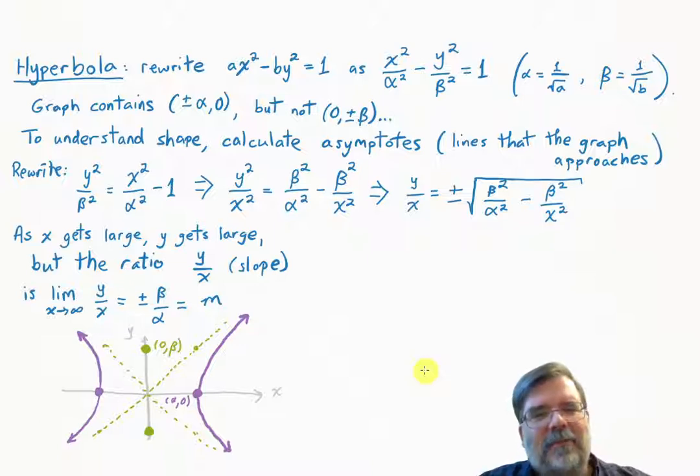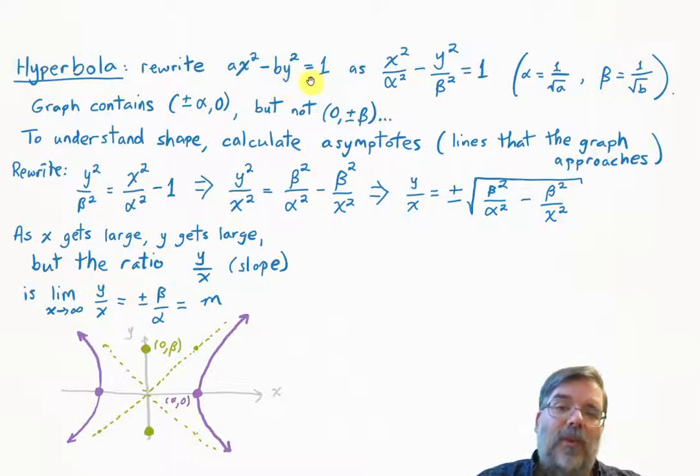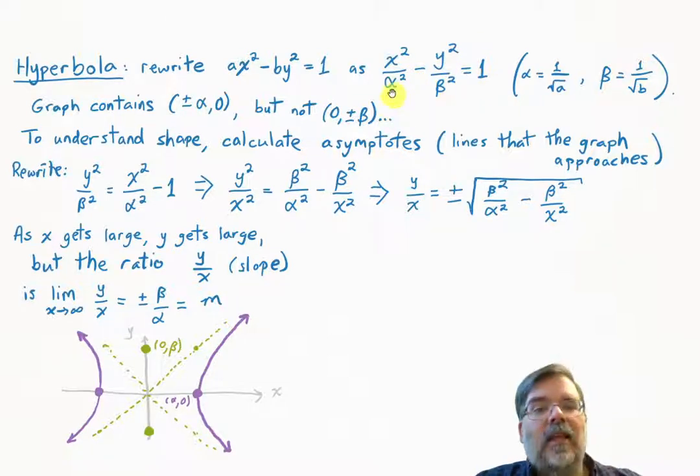Hyperbola is a little bit more confusing, but still totally doable. So to begin, we'll take this equation, and this will be the case where b is negative, so I'll just write that as minus a positive value. But we'll rewrite this equation, ax squared minus by squared equals 1, in the same form, x squared over alpha squared minus y squared over beta squared is equal to 1. And again, you can solve for alpha and beta in the same way that we do for an ellipse.